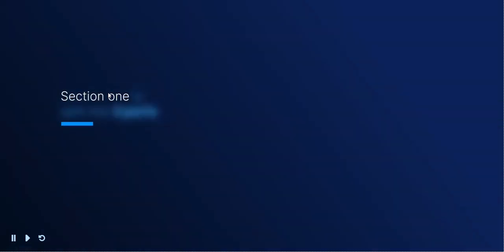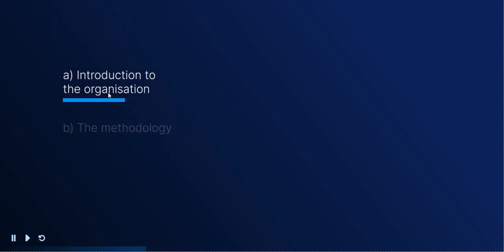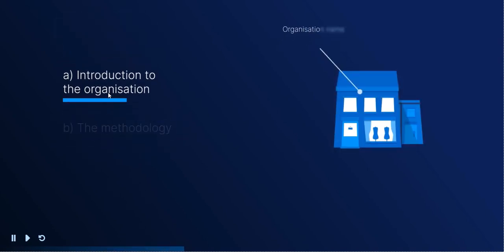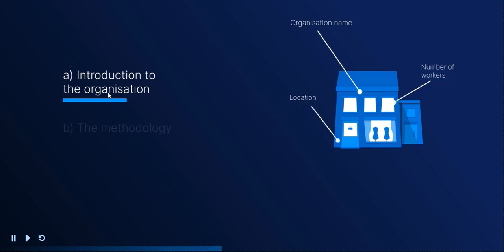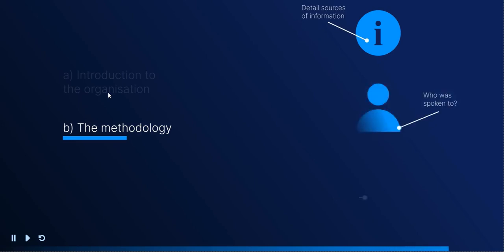The first section is split into 2 parts, the introduction to the organization and the methodology. The introduction requires you to detail the organization's name, location, and number of workers. It also asks you to include the area or process that has been assessed. The methodology section of Part 1 requires you to detail the sources of information used, who was spoken to during the assessment, and how additional control measures were identified.